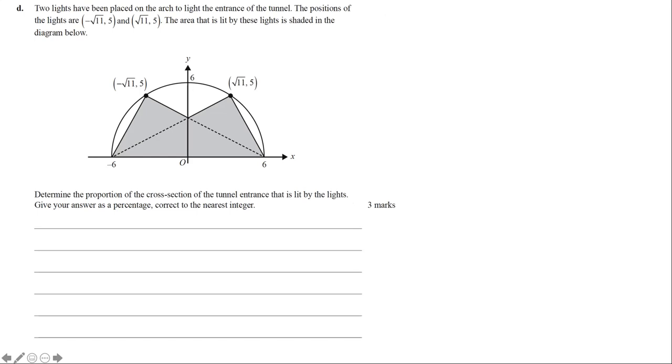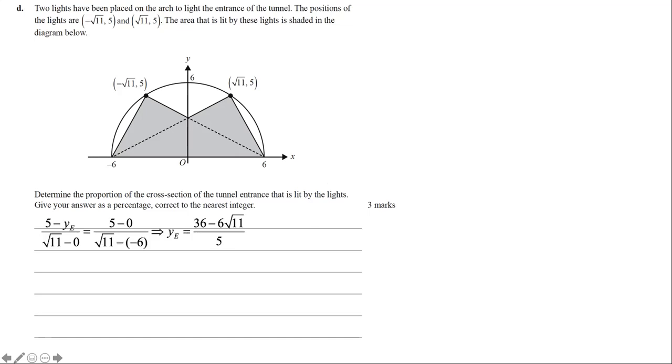Two lights have been placed on the arc to light the entrance of the tunnel. The positions of the lights are minus root 11.5 and root 11.5. The area that is lit by these lights is shaded in the diagram below. We want to determine the proportion of the cross-sectional area of the tunnel entrance that is lit by the lights, and give your answer as a percentage, correct to the nearest integer. So it's something percent. How could we tackle this question?